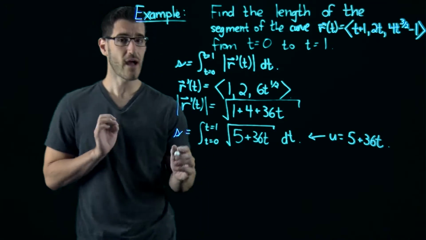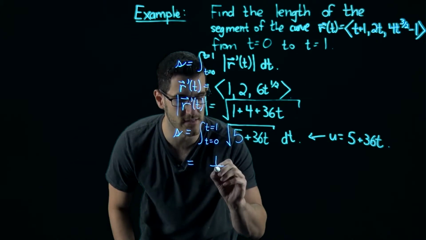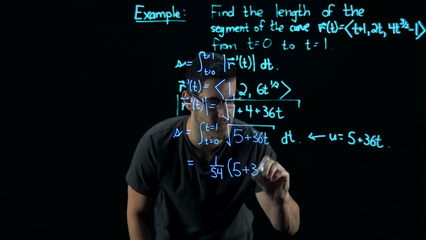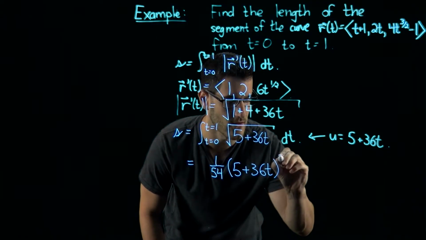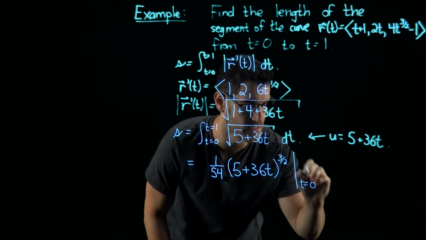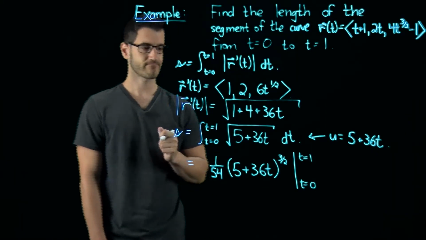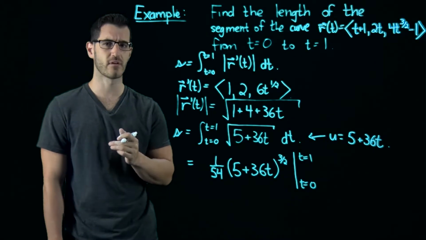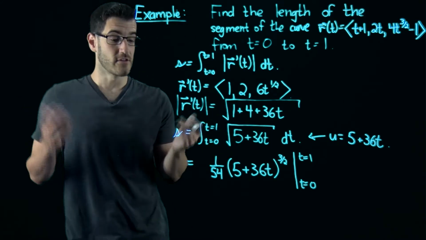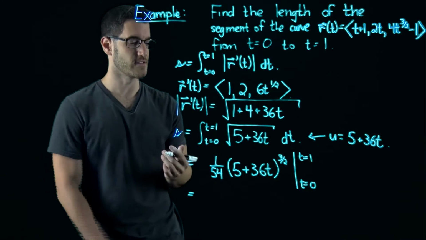If you do it, what you should wind up with is 1 over 54 times (5 plus 36t) all to the 3 halves. And we have to evaluate that from t equals 0 to t equals 1. Once again, make sure that you can do that computation by yourself. But now all I have to do to find this actual length is just plug in t equals 1 and t equals 0.